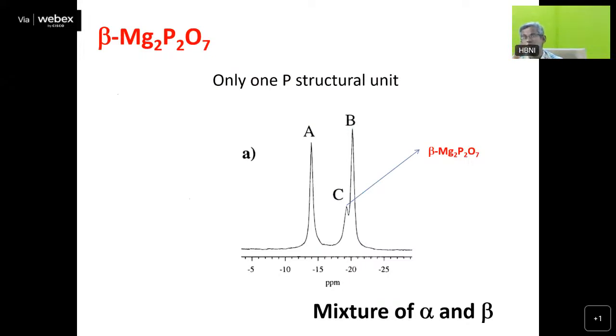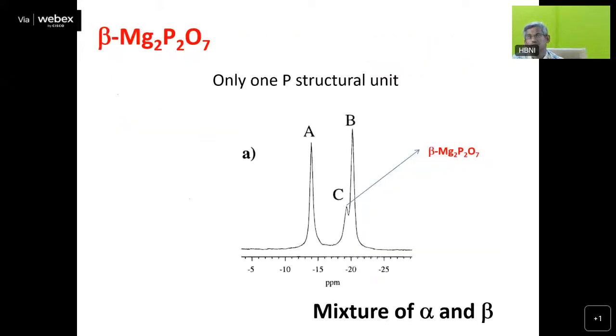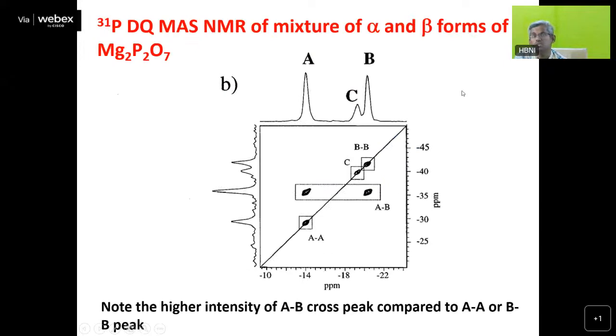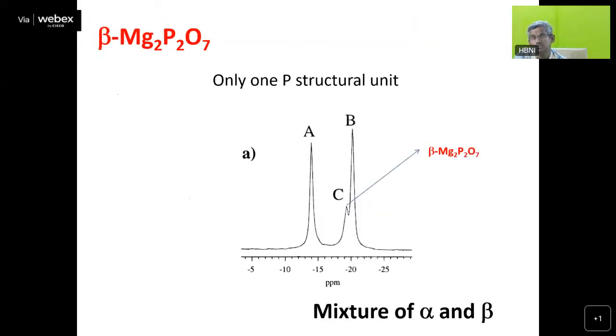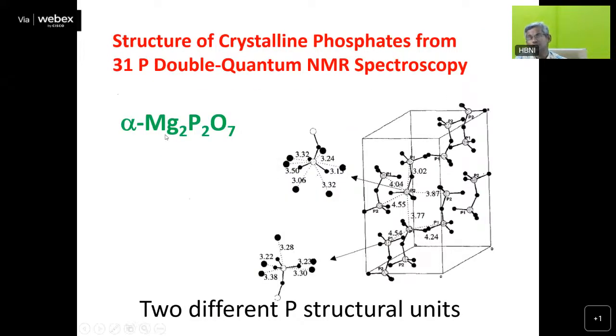Similar allotropes also exist in the case of magnesium phosphate. So this magnesium phosphate is a pyrophosphate.